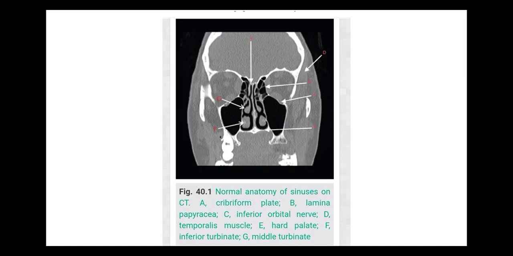This is a coronal CT and it shows how clearly the bony demarcations are highlighted. The lamina papyracea, the middle turbinate, the inferior turbinate, the maxillary sinus or the maxillary antrum, the infraorbital nerve, the lamina papyracea.